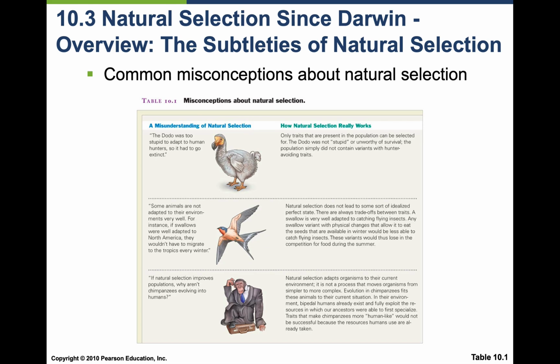Okay, so there are a lot of misconceptions about natural selection, and I'm actually not going to go over these in detail, but what I would like you to do is hit the pause button and read through these, because I think they're really insightful, and you may even have found yourself speaking in these same ways, with this misunderstanding of evolution and natural selection. Okay, calling dodos stupid because they weren't adapted to avoid hunters. Well, there's reasons for that.